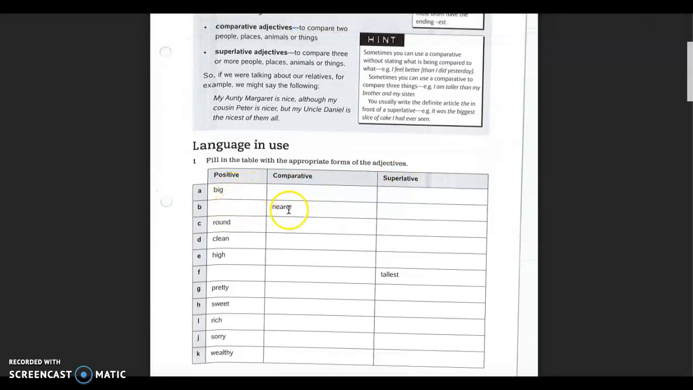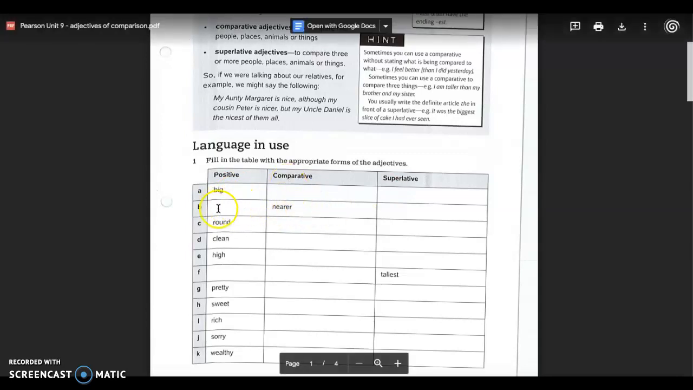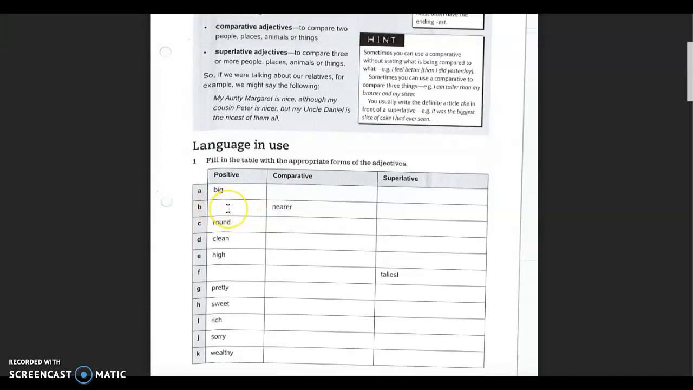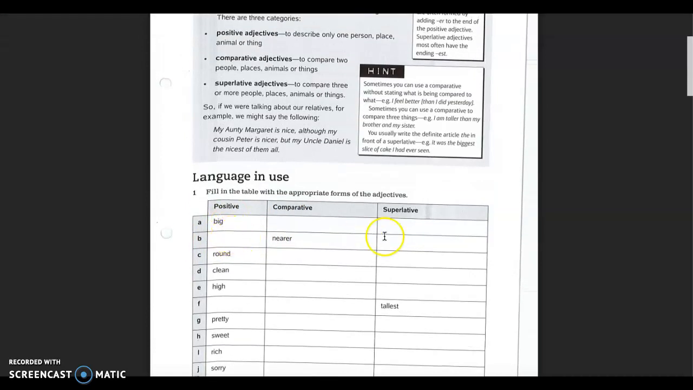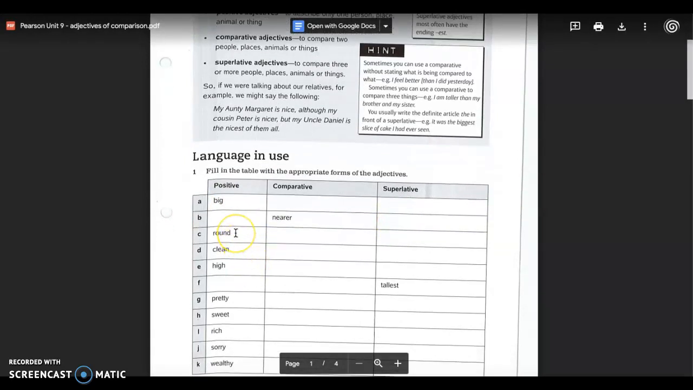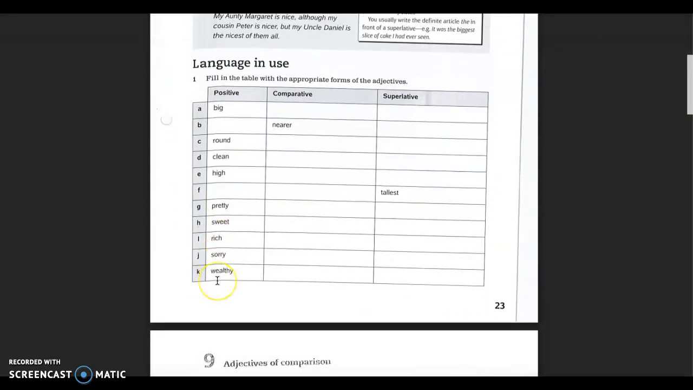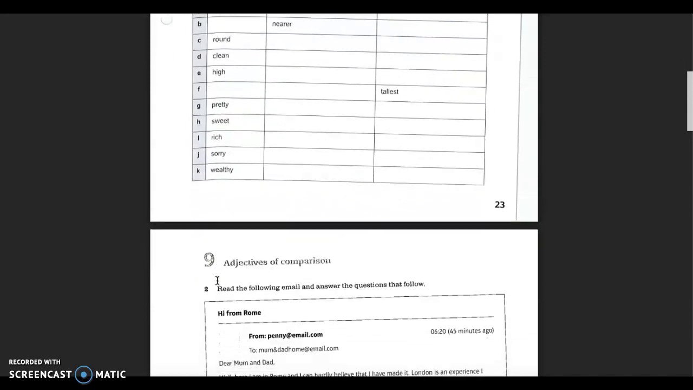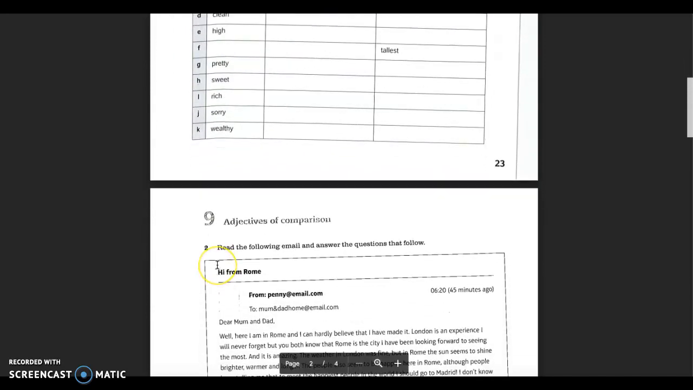Continue on. You see the next one down has nearer as the comparative. You're going to need to put the positive in here. So you're going to get the word that's the singular positive adjective and the superlative either side of that. So continue down from A to K the whole way through. If you have questions, please do send them to me.